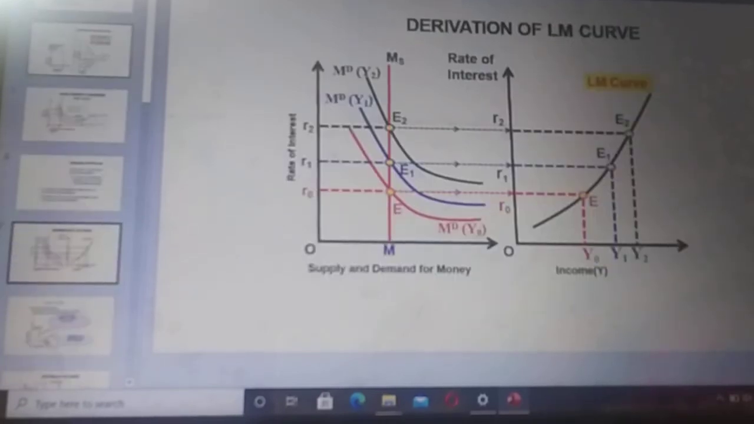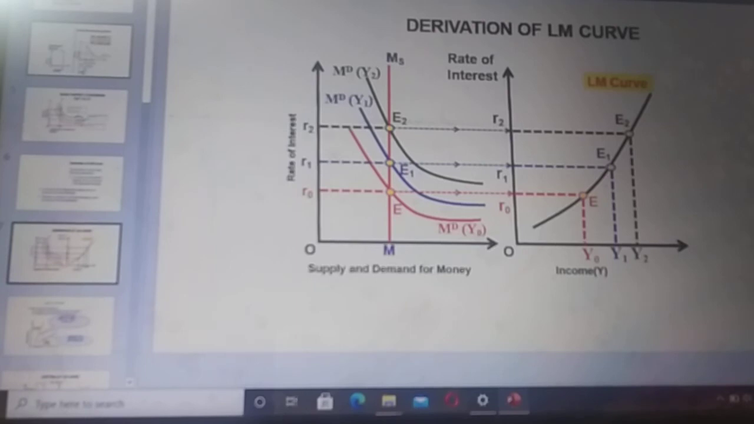So here we are deriving the LM curve. As we already know, there is a positive relationship between the rate of interest and the income level of the people. With the increase in the rate of interest, the level of income or output will increase. First of all, we see the relationship between the rate of interest and the supply and demand for money. When we keep the supply constant, we find the different points of equilibrium. And when we forward these points of equilibrium onto the next graph, we find the relationship between the rate of interest and the income level.